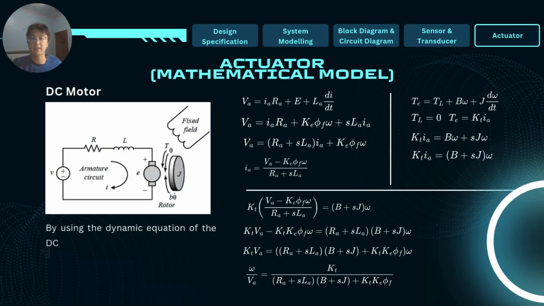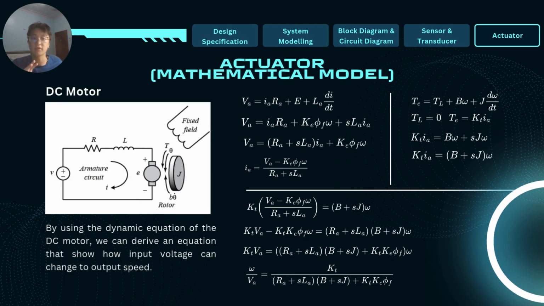Now is the actuator part. For our project, the cruise control autocar, the actuator is two TT DC motors. By using the dynamic equation of the DC motor, we can derive an equation that shows how input voltage can change to the output speed. And the diagram shows the circuit inside the DC motor.